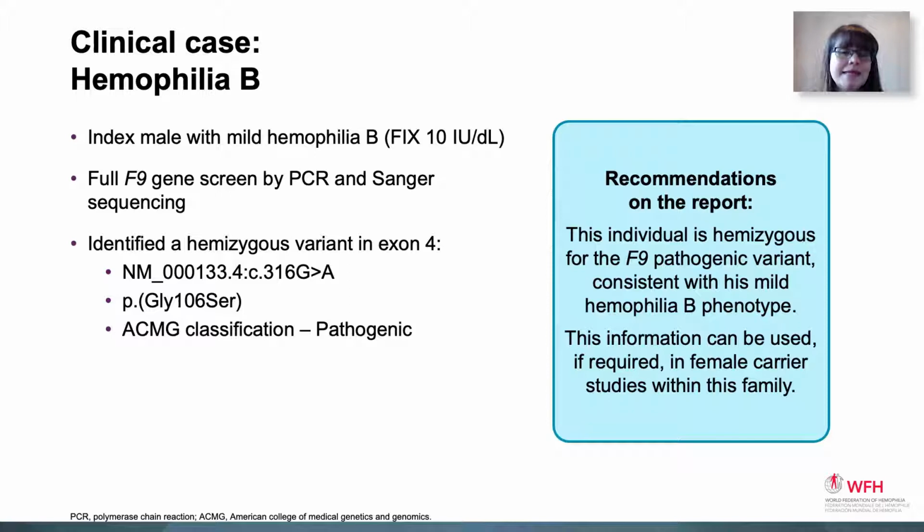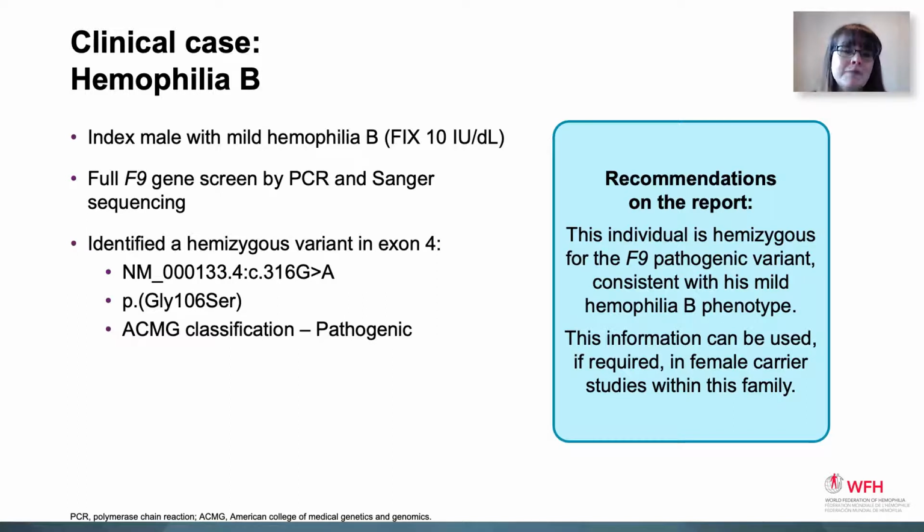The NM number is our reference sequence number that was used to analyse this variant, and the cDNA numbering is specified there. In the cDNA at position 316, a G was substituted to an A, so that's c.316G>A. This means that at the protein level, the glycine amino acid at position 106 was replaced by a serine amino acid, identified there as p.Gly106Ser.